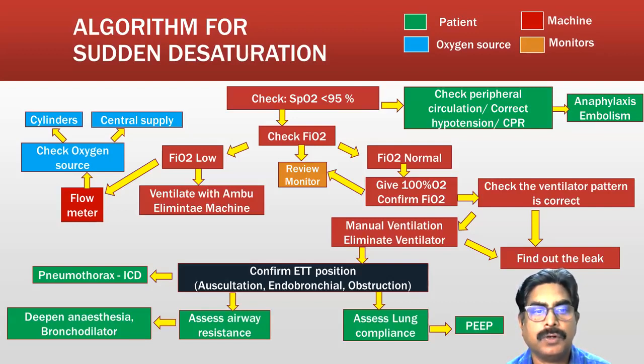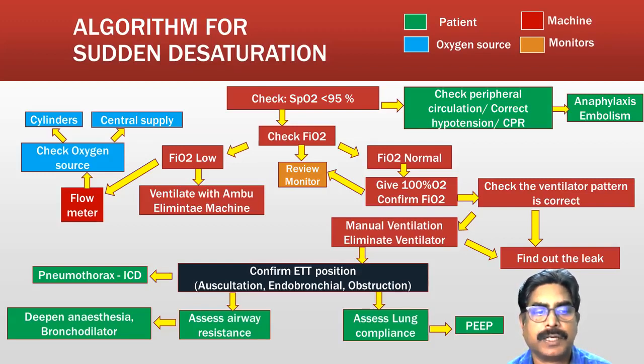If the FiO2 is low, ventilate with the ambu bag and eliminate the anesthesia machine, and check the flow rate and check the oxygen source, cylinders or oxygen central supply. Then you check the FiO2 and review the monitor by giving 100% oxygen and confirm the FiO2 also shows 100%. If the FiO2 is normal, then check the ventilator graphic pattern. If the tidal volume or minute ventilation is low, you eliminate the ventilator and go for manual ventilation. Then confirm the endotracheal tube position by auscultation, whether the endotracheal tube is endobronchial or whether there is any obstruction.